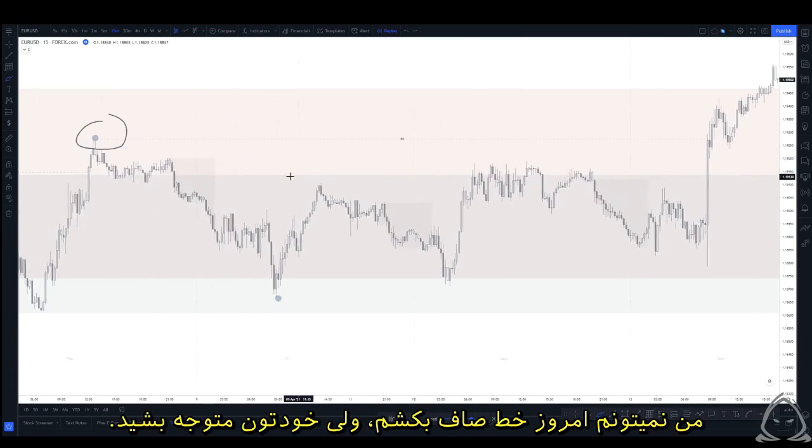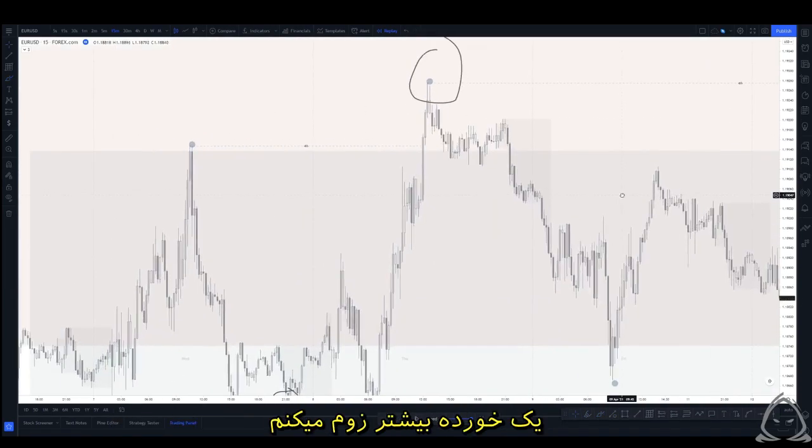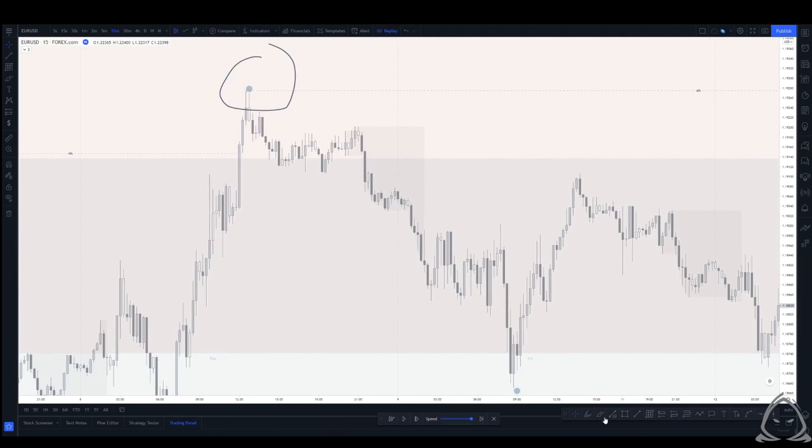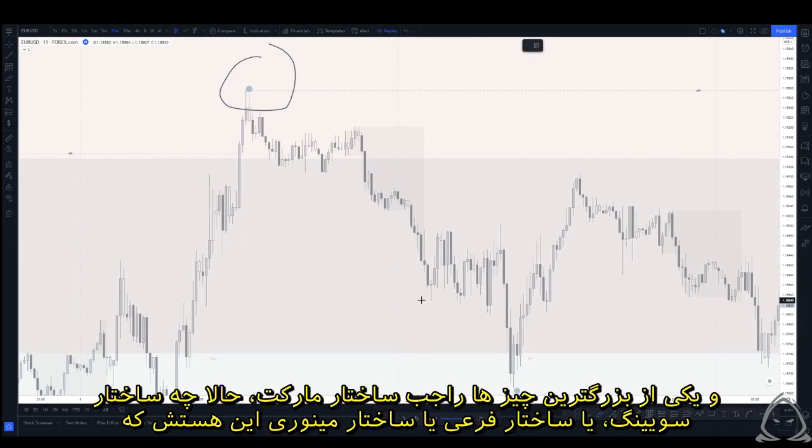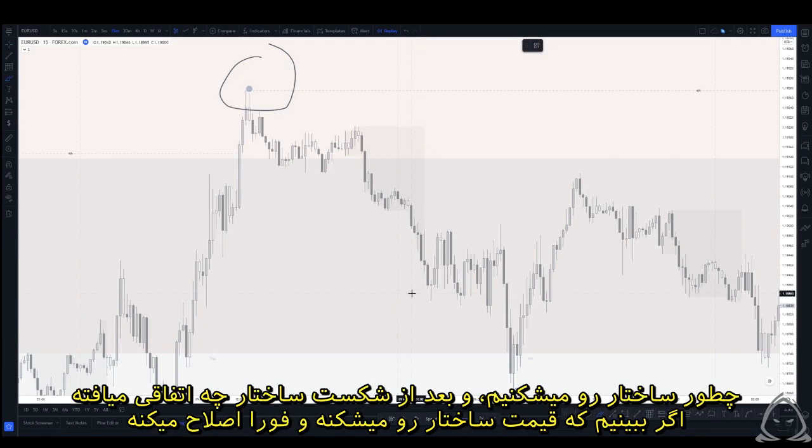I can't draw a straight line today, but get the idea. I'll zoom in just a little bit more as well. And one of the biggest things about market structure, whether it's swing structure, whether it's minor structure, whether it's substructure, is how do we break structure and what happens next after we break structure.